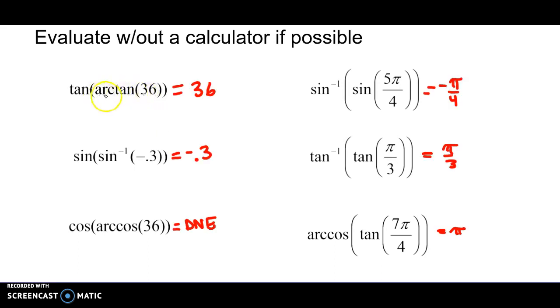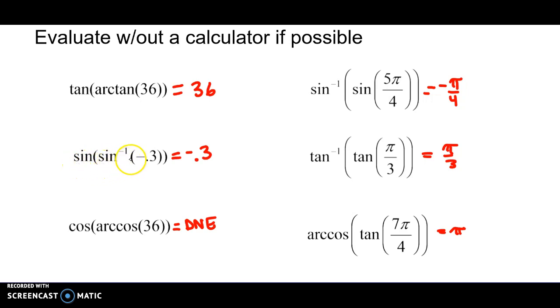All right, so first things first, let's look at tan of arctan of 36. Is 36 in the domain of arctangent? Well, if the domain is all real numbers, yes it is. And since we have tangent of arctangent, this equals 36. Think about what inverses do. They, quote unquote, undo each other. It's like addition and subtraction.